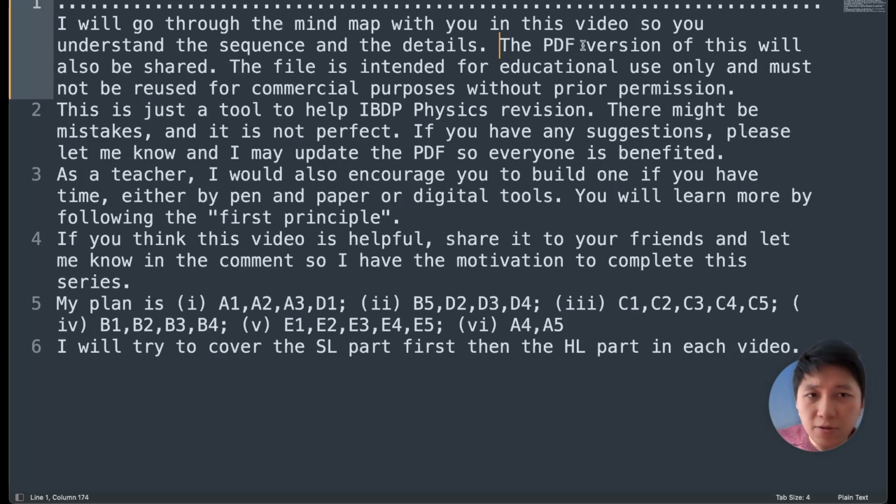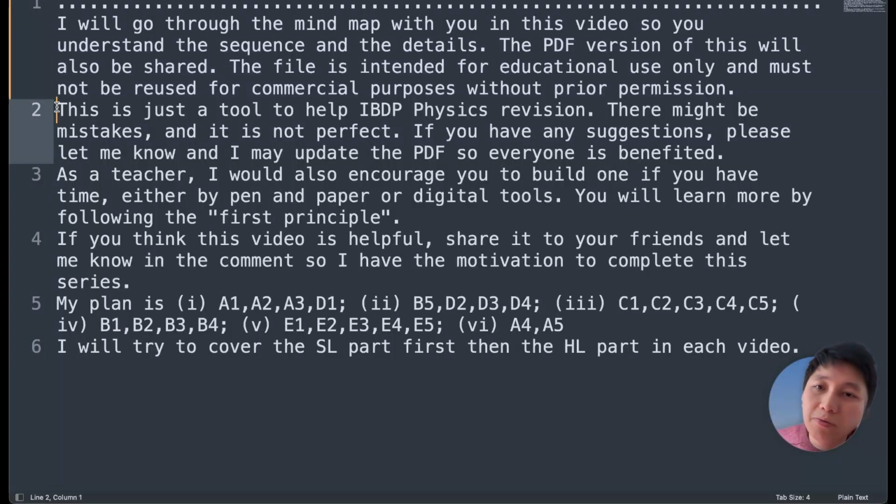The PDF version of it will also be shared in the description, so you can download it. You can then digitally annotate it. I'll show you how exactly you can do it, so then it supports your revision. The file is only intended for educational use, and you should not be using it for commercial purposes unless you get my permission. I'm saying this because I have had a bad experience before. Okay, someone stole my work and then just used it for commercial use.